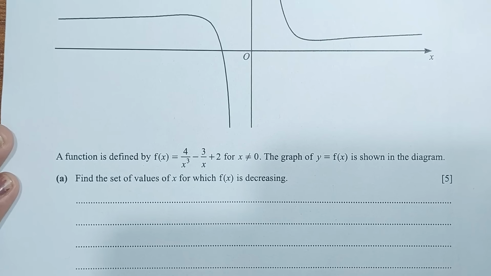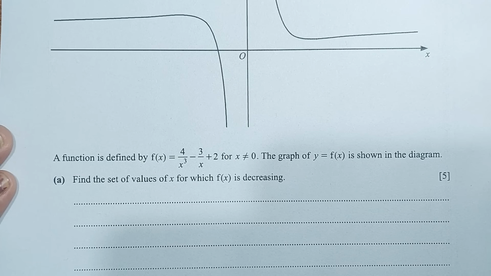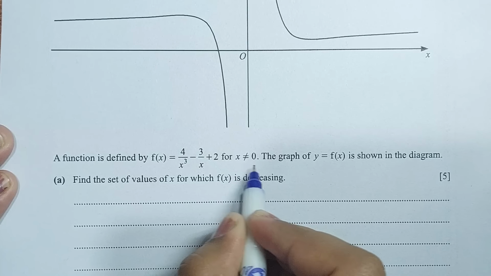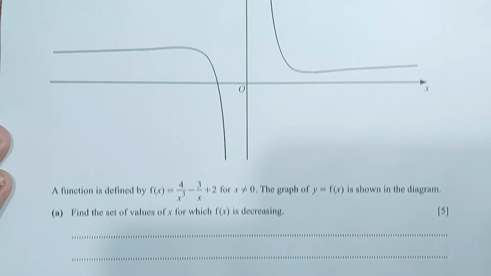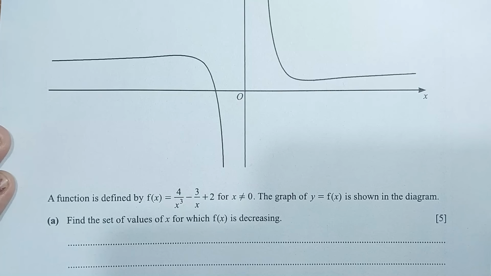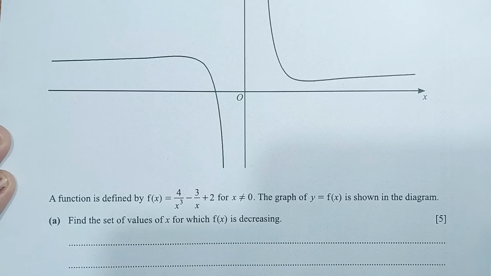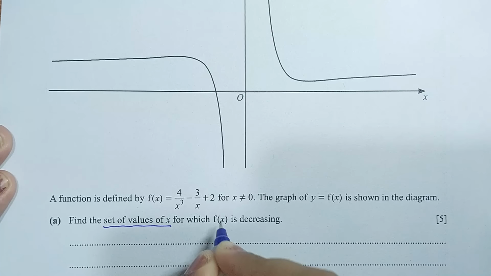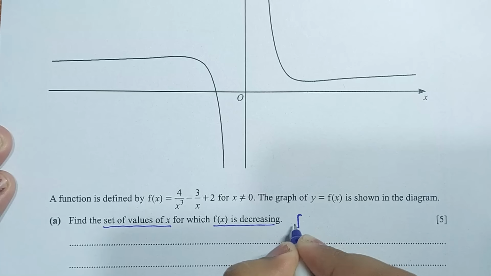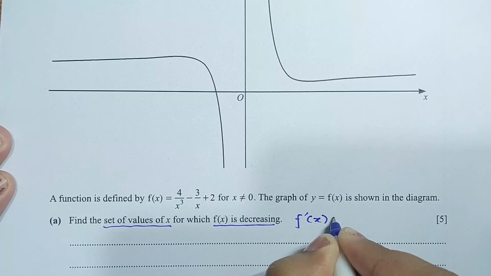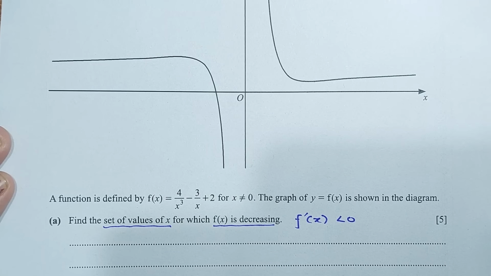Question number 11. A function f of x is defined where x is not equal to 0. The graph of y equals f of x is shown in the diagram, so that is graph A. Find the set of values of x for which f of x is decreasing. The function is decreasing when the first derivative of the function is less than 0. Let me solve for the first derivative, f prime of x.